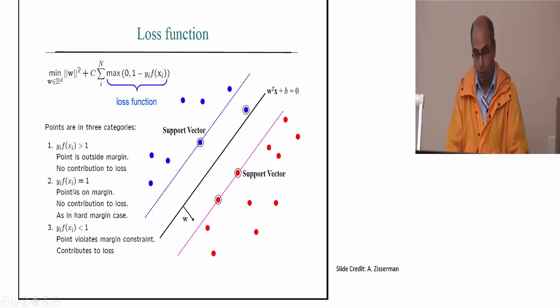When yi f(xi) is 1, then this point is on the margin. Also it will not contribute because it will become 1 minus 1 is 0, so we'll pick the 0 again. Now the only time this will contribute is when yi f(xi) is less than 1. That means it is actually somewhere in here, and that's the problem. That violates the constraint, and that's what we want to minimize. So that's called the loss function.